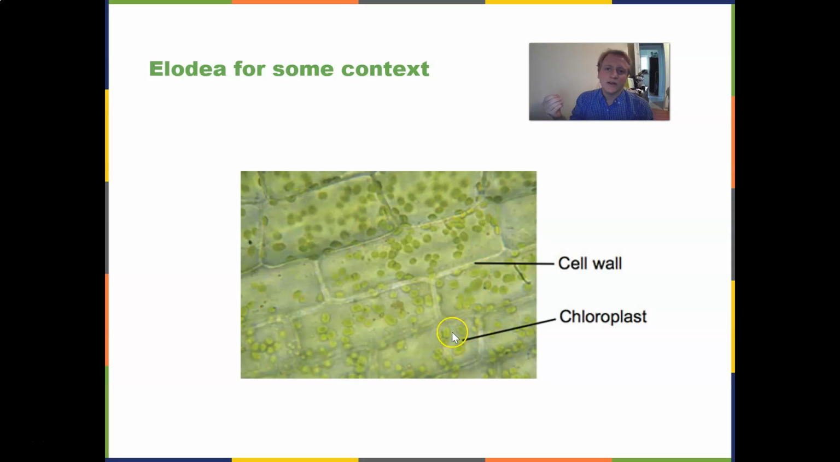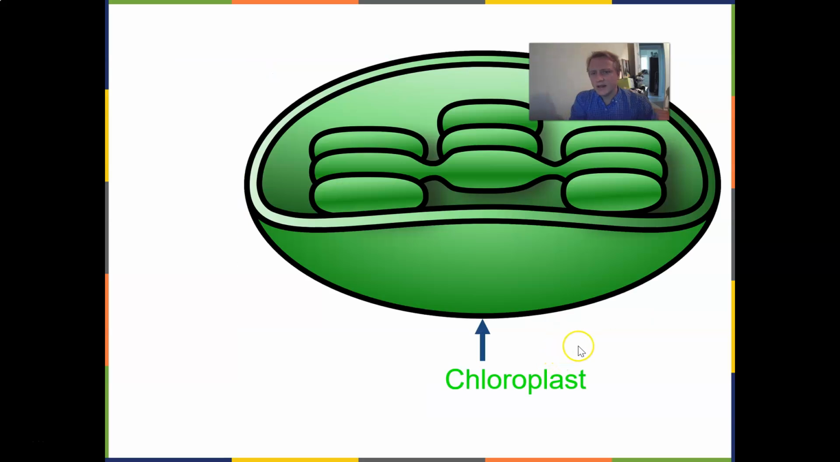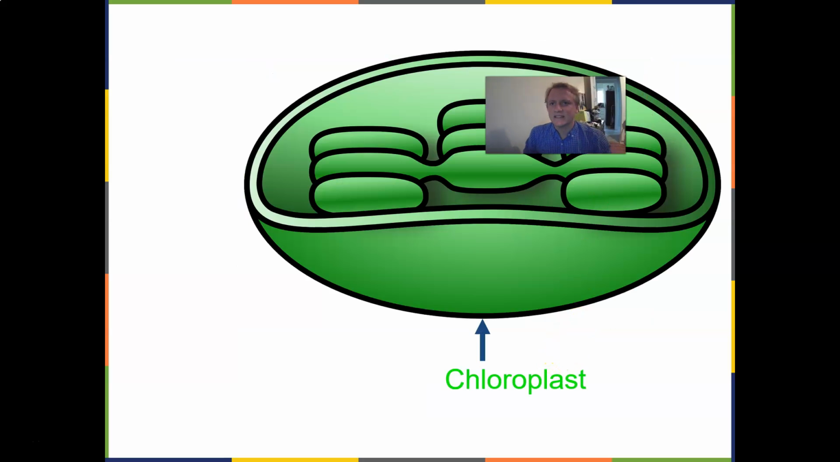For some context, I'm going to show you a picture that you've already seen before. This is an Elodea leaf very up close, and you all saw this. You could see the cell walls in there. You can see these chloroplasts floating around. These chloroplasts are what we're going to be looking at mainly. So let's zoom in on one and just get a sense for some of the chloroplast's anatomy.